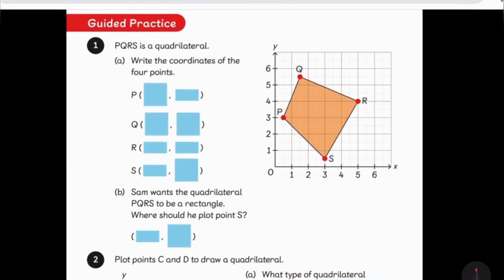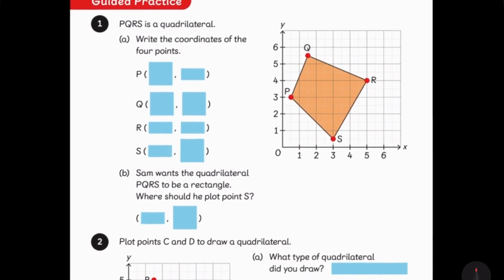PQRS is a quadrilateral. Write the coordinates of the 4 points. So first, they are asking for P. Let me start with the P. In P, what I will do is see first my x-axis.